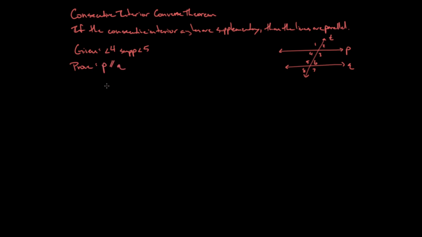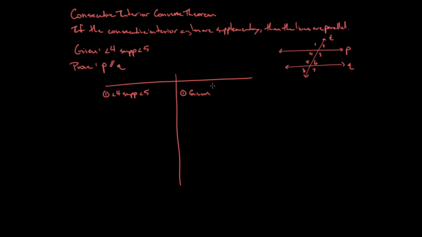My proof is going to look a little bit different than the other ones, and that's fine. I'm going to end up linking together some supplementary angles, but my goal is still to talk about a pair of corresponding angles that are congruent. Before I put too much thought into it, let me write down my given: angle 4 is supplementary to angle 5. That is given.